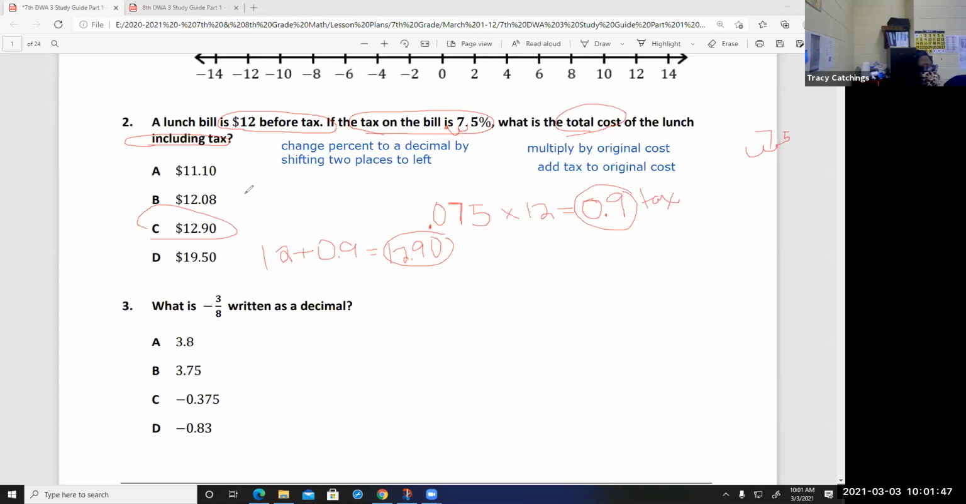Any questions about it? So that's 3 steps. Change that percent to a decimal, multiply it by your original cost, and then we either add or subtract it. Taxes are always added. All right, number 3.